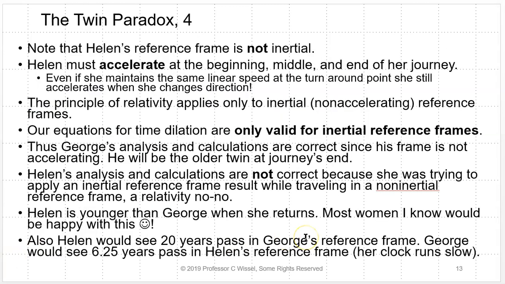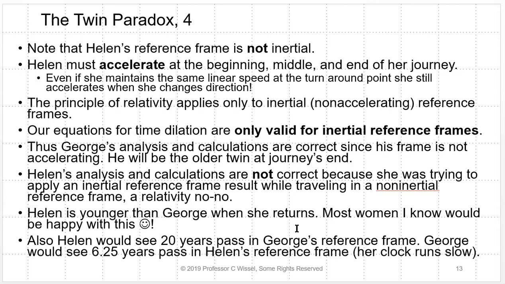Well, it turns out it's George. Helen forgot a very crucial fact that this only applies to inertial reference frames. So even if she goes out there at constant speed, 95% of the speed of light, turns around at 95% of the speed of light and comes back at 95% of the speed of light, she turns around. She changes direction. That's an acceleration. She was making a calculation that only applies to an inertial, non-accelerating reference frame.